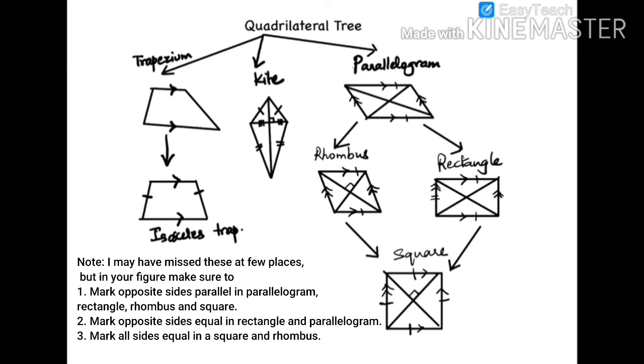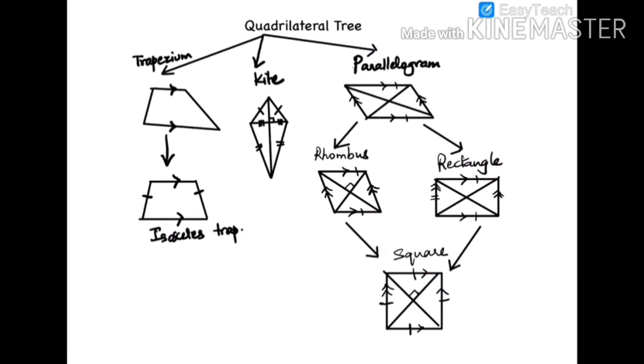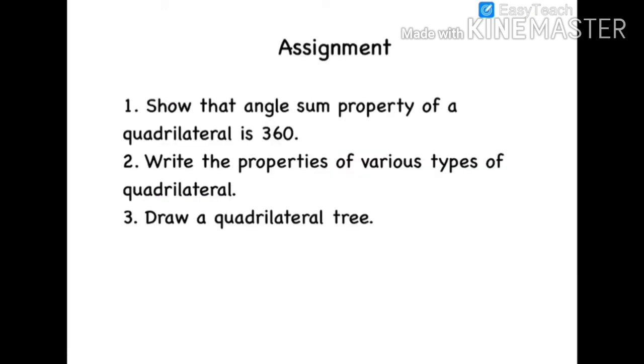Can we say that a rectangle or a rhombus is a square? No. A rhombus cannot be called a square. Similarly, a rectangle cannot be called a square, but a square can be called a rhombus or a rectangle. With this, we come to the end of this video lesson.